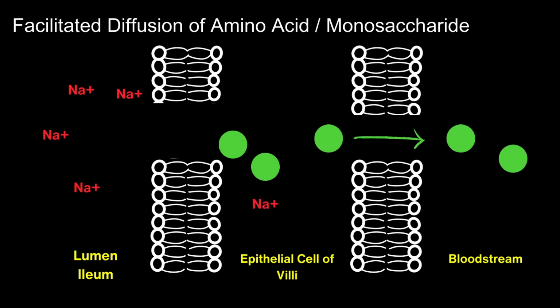Next, the amino acid or the monosaccharide moves via facilitated diffusion, because there's a higher concentration in the epithelial cell of the villi than there is in the bloodstream, to the bloodstream, and then it can travel around the body via the capillary network.